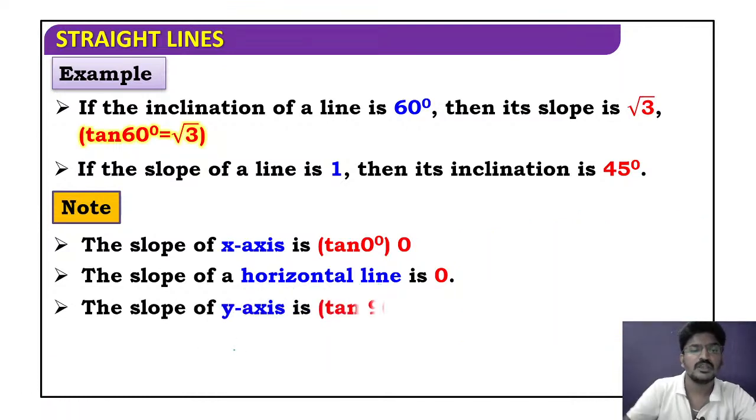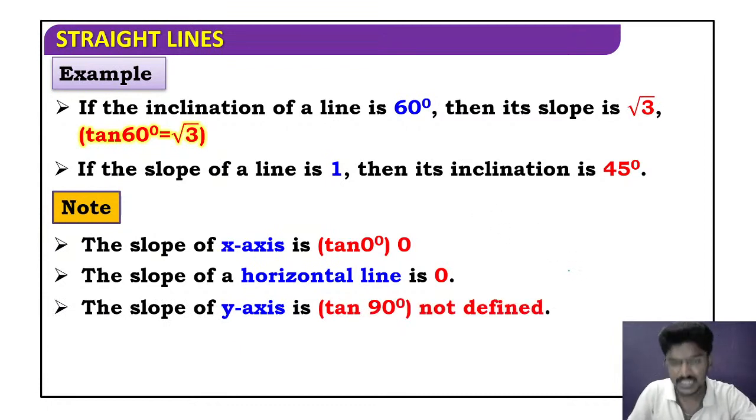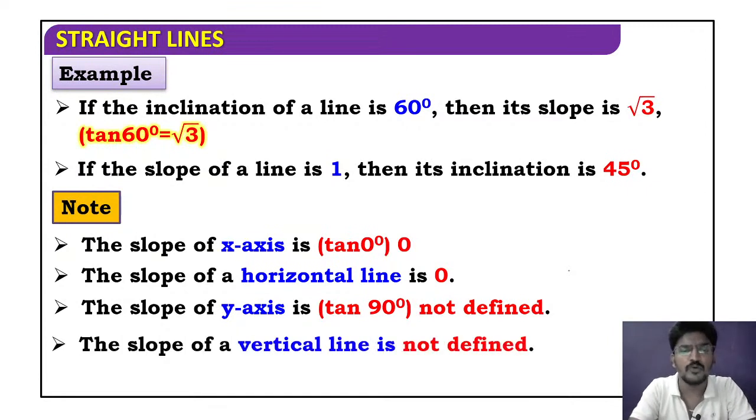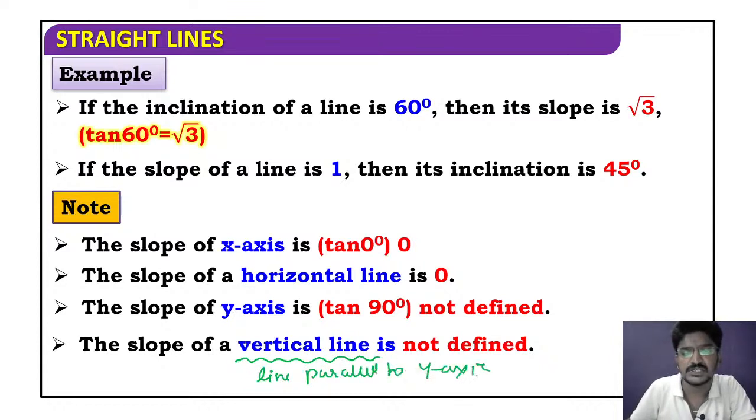Next, slope of y-axis tan 90 degree, that is not defined. Already all of you know. Next, the slope of vertical line is not defined. See, vertical line means your line parallel to y-axis. Horizontal line means line parallel to x-axis. Clear?